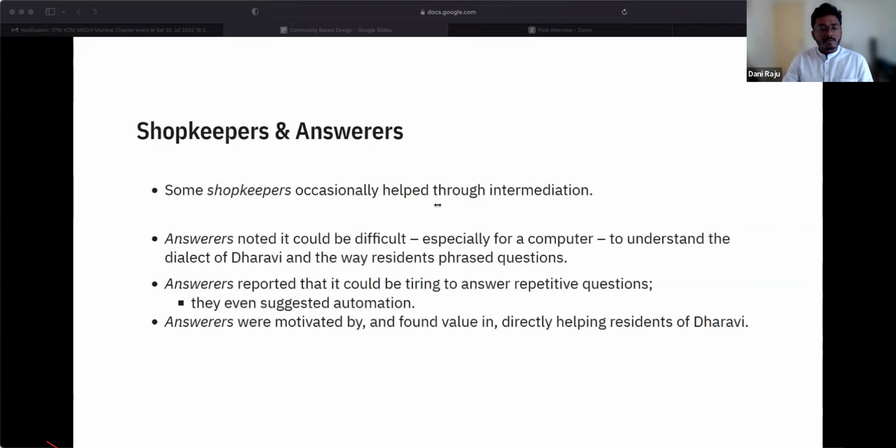So another theme that emerged was that the answers were motivated by directly helping users. They were finding value in listening to all these questions that are coming on their devices, and then giving responses to them. I want to do proper justice to this work, so I'll share a link to it in the chat, and for detailed reading, please do refer to that study.